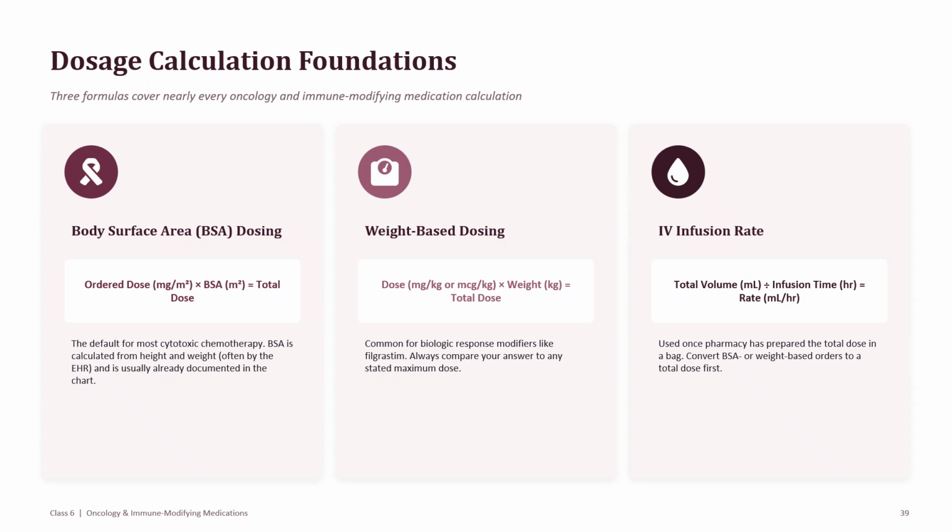And then IV infusion rate is the one that you'll use once pharmacy has already prepared a bag with the total dose in it. Then you're just figuring out how fast that bag of medication needs to run. The trap to watch for: if the original order was BSA based or weight based, you have to convert to a total dose first before you can calculate a rate. Skipping that conversion step makes the calculated rate basically meaningless. So we will work through examples so that it makes more sense to you.